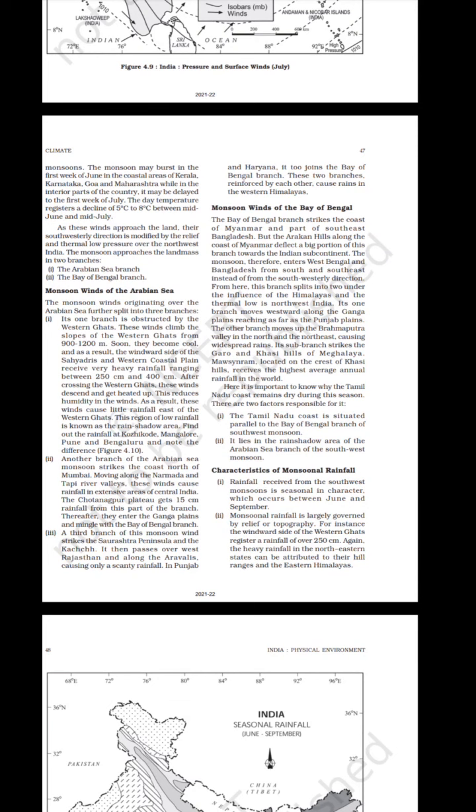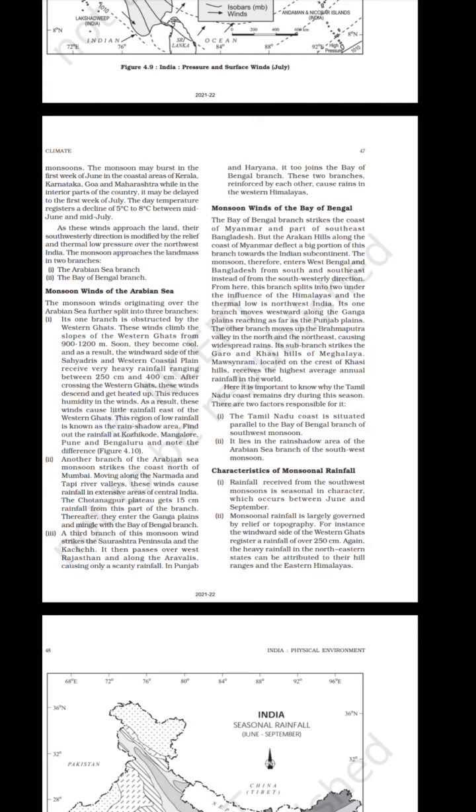Here it is important to know why the Tamil Nadu coast remains dry during this season. There are two factors responsible for it. The Tamil Nadu coast is situated parallel to the Bay of Bengal branch of the southwest monsoon. It also lies in the rain shadow area of the Arabian Sea branch of the southwest monsoon.